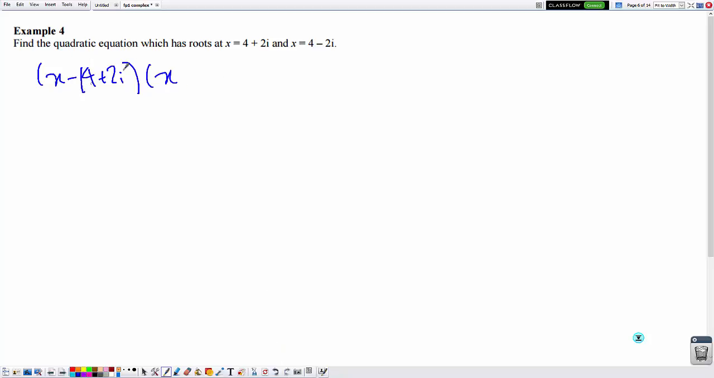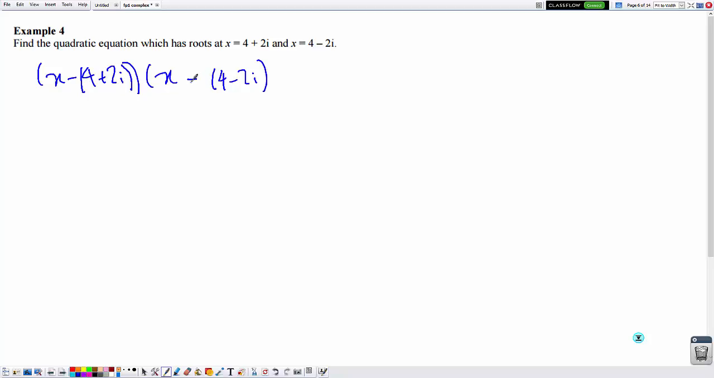So put a bracket around the 4 plus 2i, and it's x minus 4 minus 2i. Okay, so we just need to multiply these out and simplify. One thing, let's just check. I'm looking at these. This is x minus 4 plus 2i.